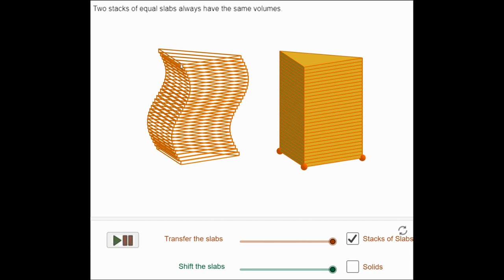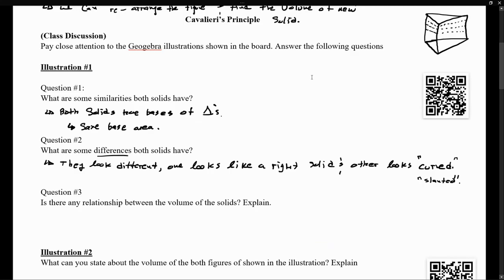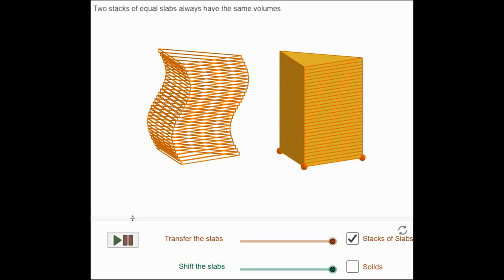So therefore, the volume of the curved figure is equivalent to the volume of the right figure. At least with our animation here, they seem to have the same volume. So this is one way that perhaps we can see this, and this is what we refer to as Cavalieri's principle. And we're going to talk about the requirements in a second.